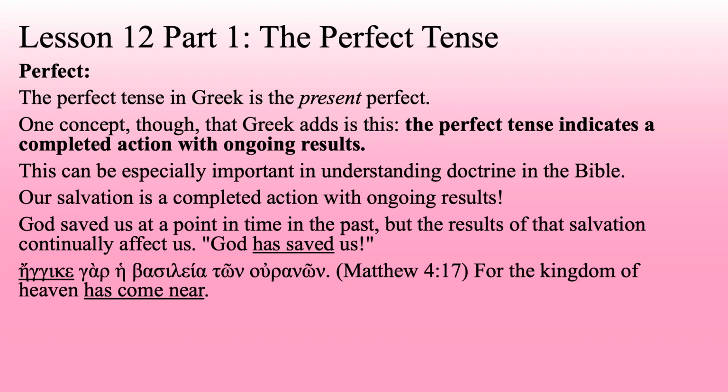Here's an example in Greek: for the kingdom of God has come near. If we wanted to just say that it happened at some point in time in the past, we could say for the kingdom of heaven came near. But there's some ongoing results of this kingdom having come near to us. And so it's in the perfect to show that there's just this little extra bit of ongoingness.